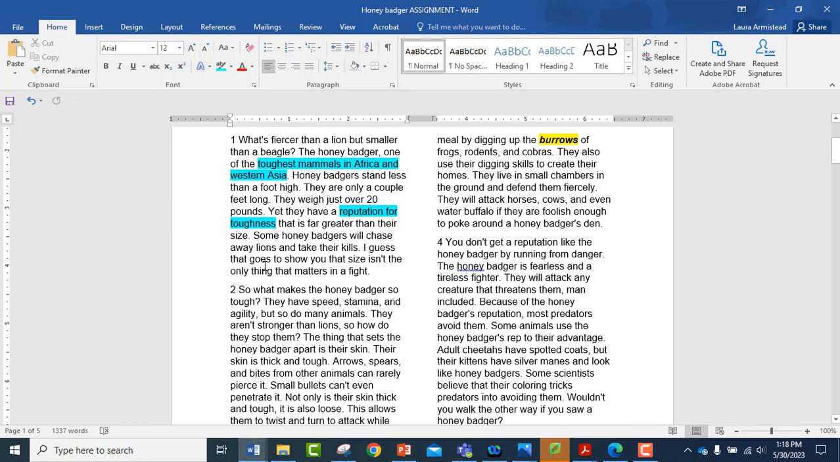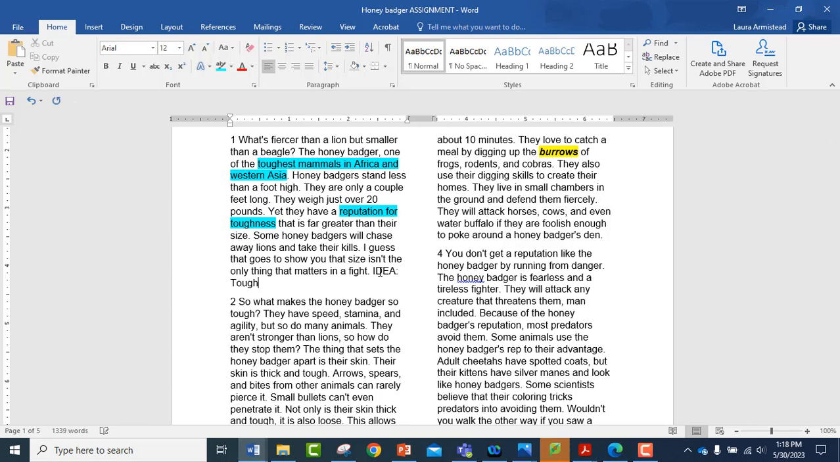Sometimes what I do when I'm reading this, for each paragraph, in the margins, I would handwrite what I think that passage was about. But it's a little bit difficult to do it when I'm typing it. So I'm going to put idea. The main idea of this paragraph is that they're tough. Usually that's what I like to do.